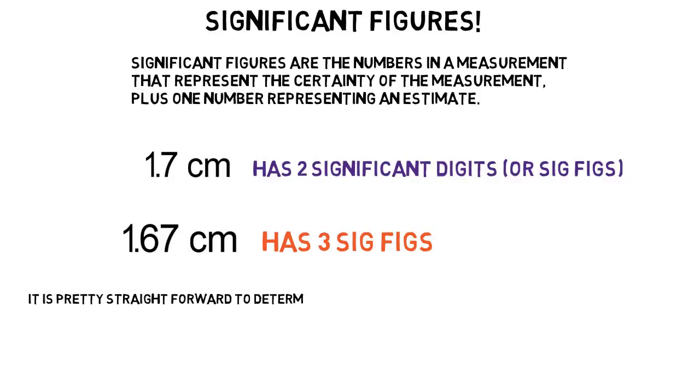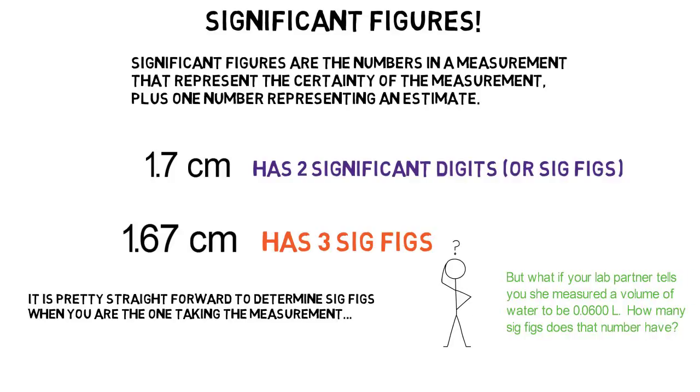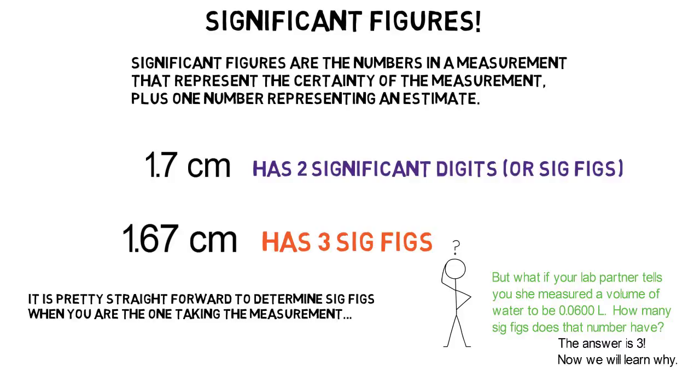It's usually pretty straightforward to determine sig figs when you're the one taking the measurement, but what if your lab partner comes to you and tells you that she measured the volume of water in an experiment to be 0.600 liters? How many sig figs does that number have? Why don't you pause the video, think about it for a minute, and then come back and join us. Welcome back. So the answer is 3. If you didn't get the right answer, don't worry. We haven't gone over the rules yet. Now we're going to actually learn why. But it's always good to think about these things ahead of time.